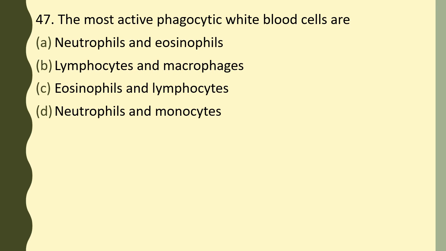Question number 47. Most active phagocytic white blood cells are neutrophils and eosinophils, lymphocytes and macrophages, eosinophils and lymphocytes, neutrophils and monocytes. Most active phagocytic WBCs are. Correct answer is option D, neutrophils and monocytes.